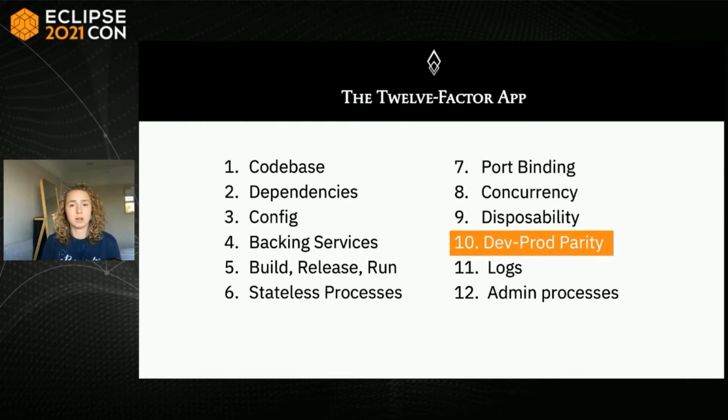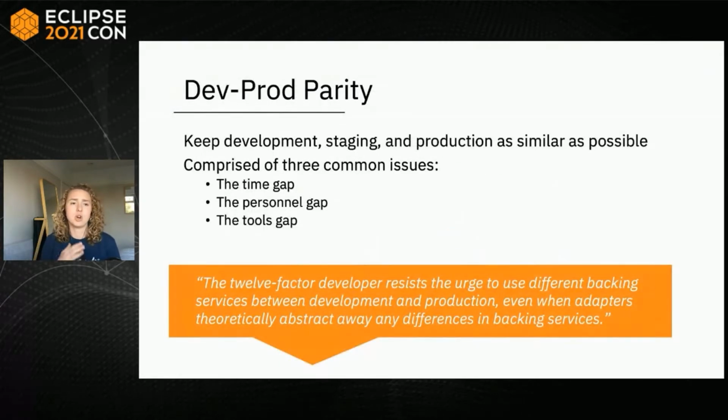And one of those, factor 10, is dev prod parity. What does this mean and why is it relevant? So here's a definition of what dev prod parity means. It's all about keeping the development, the staging, that might be QA, testing environments, and production environments as similar as possible. So it's all about creating this consistency across all the various environments you might be using for different purposes. And that's so that you can negate these really common issues that occur when we have differences between these environments.